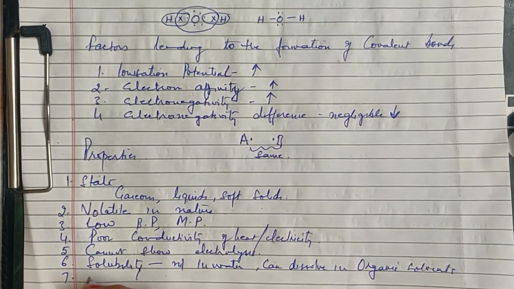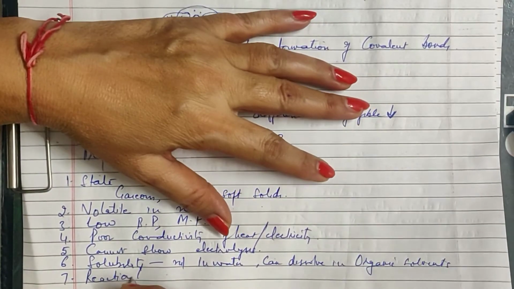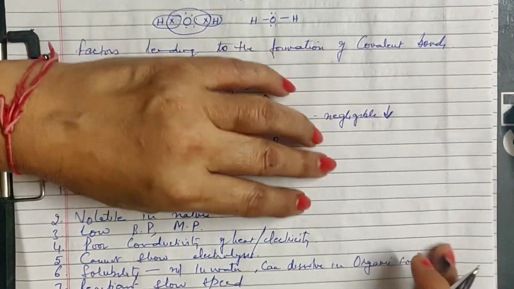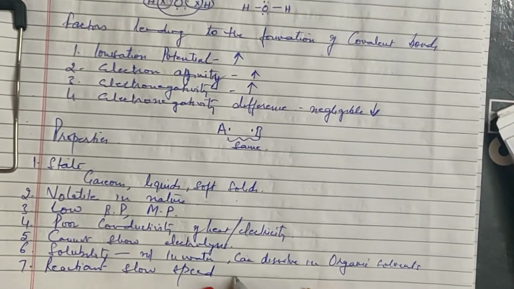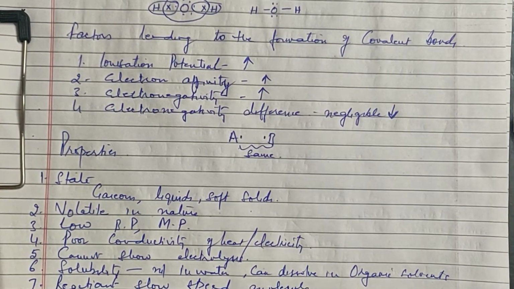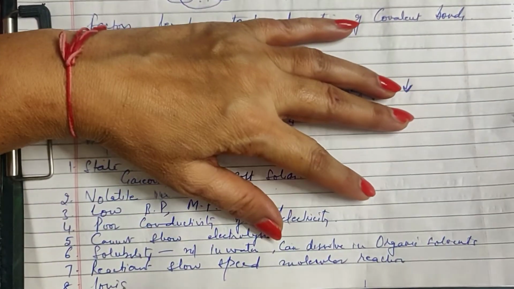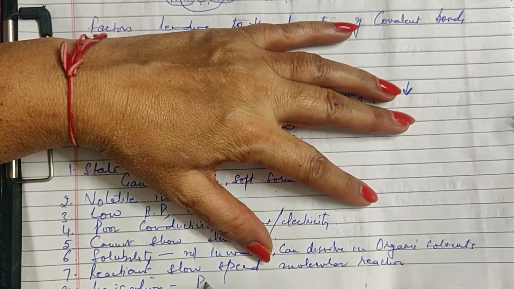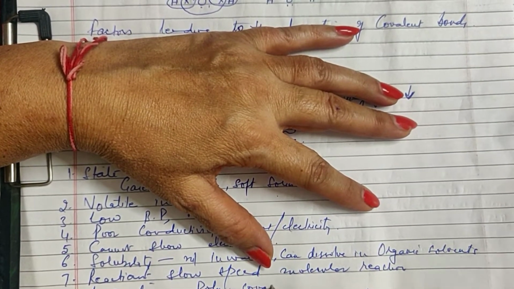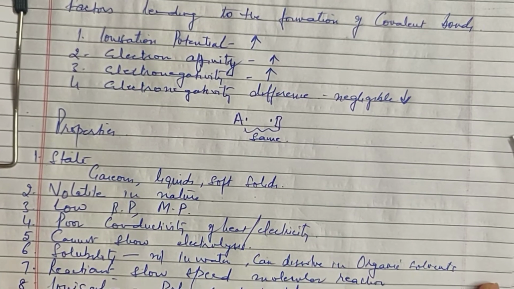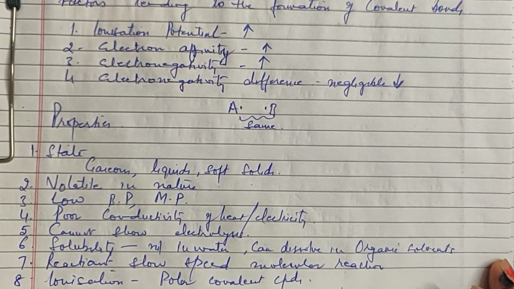Then their reactions are slow speed reactions, and they are also molecular reactions. Ionization will be shown only by polar covalent compounds. The non-polar covalent compounds will not even show ionization. So these are some of the properties of the covalent compounds.